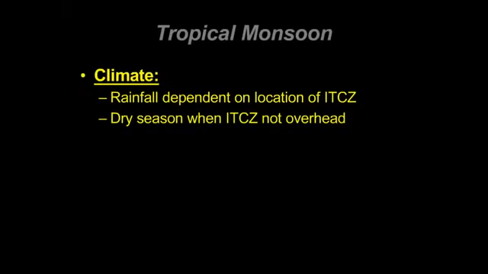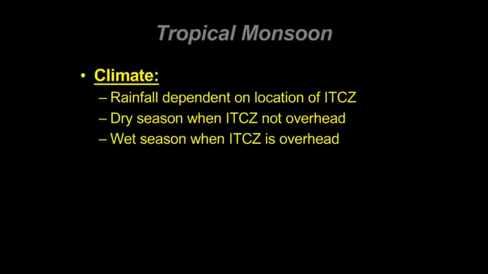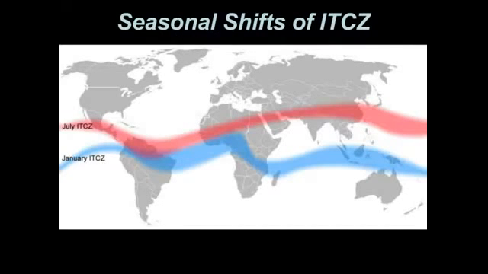There's a dry season when that ITCZ, that equatorial low pressure trough, that dense rain belt, is not overhead. But when that ITCZ moves over a tropical monsoon climate area, then they have a pronounced wet season. We can really see the seasonal shifts of the ITCZ in South Asia. So we'll look at India, where the January ITCZ is way south of them, whereas the July ITCZ is to the north. That plays a key role in understanding the climate of India, which is a tropical monsoon climate.